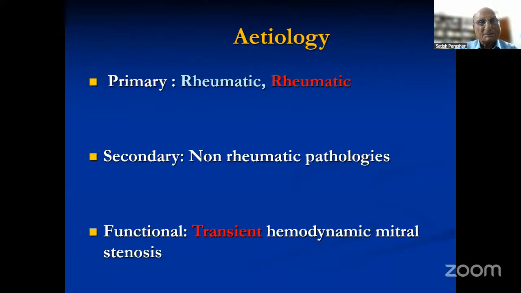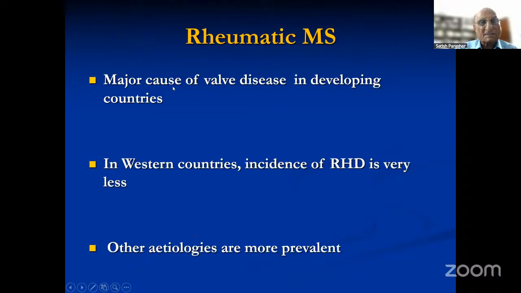Now, as you know, the etiology of valvular heart disease, especially mitral, is primary, secondary, or functional. Primary is mainly rheumatic, because that is the most common cause. But today we'll be discussing more about the secondary and functional ones. Rheumatic disease is the major cause of mitral disease in developing countries. In Western countries, the incidence of rheumatic heart disease is very low. As such, other etiologies are more important.